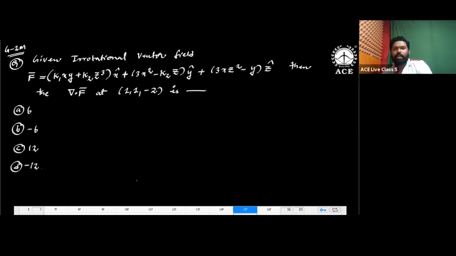Actually, this was a numerical answer type question. Yes, what should I do? What is the answer? Speak out. Find out its divergence.